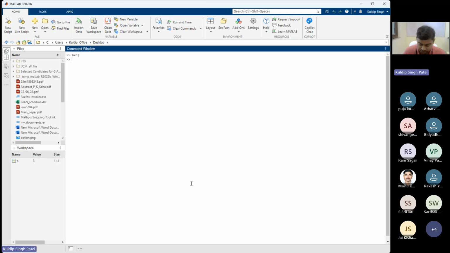It's one by one. Suppose you want to define a vector. How will you define a vector? 1, 2, 3. So now you see here 1 cross 3, 1 row, 3 columns. Agree, everyone? So, Jai Kishan, I hope it is comfortable to you because you have not used MATLAB earlier. So, is it okay?